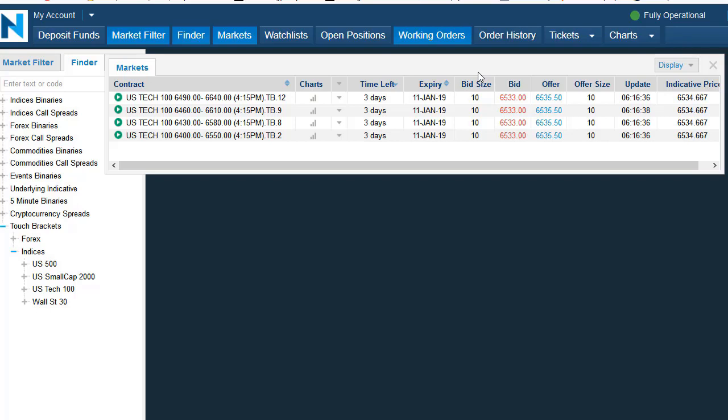So just different ways to trade these markets when they're very volatile, and depending on what you want to risk as to which one you would choose.